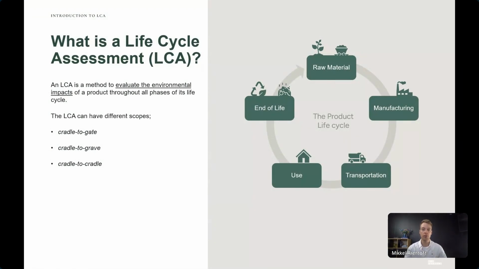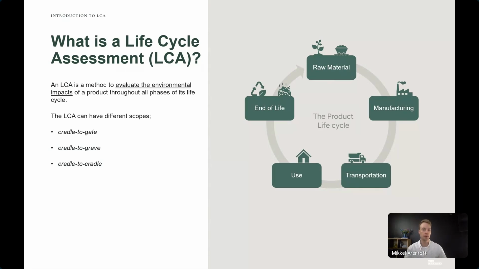The core principle of the lifecycle assessment is, as the name suggests, the product lifecycle. I've illustrated the lifecycle of a product that starts with extracting the raw materials for the product, manufacturing them into specific parts, transporting them to the use phase, where they can be used until they reach the end of lifetime, and are recycled or become waste after the use phase. The LCA is a method that is used to evaluate the environmental impacts of a product by taking into account all processes throughout all phases of the product lifecycle.